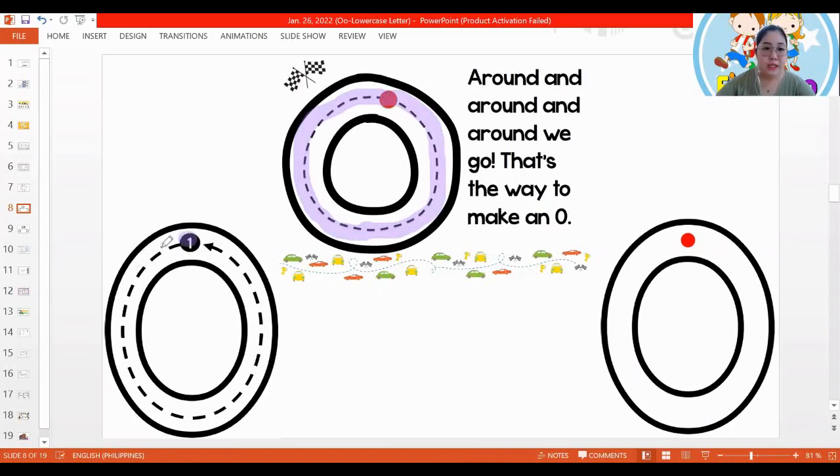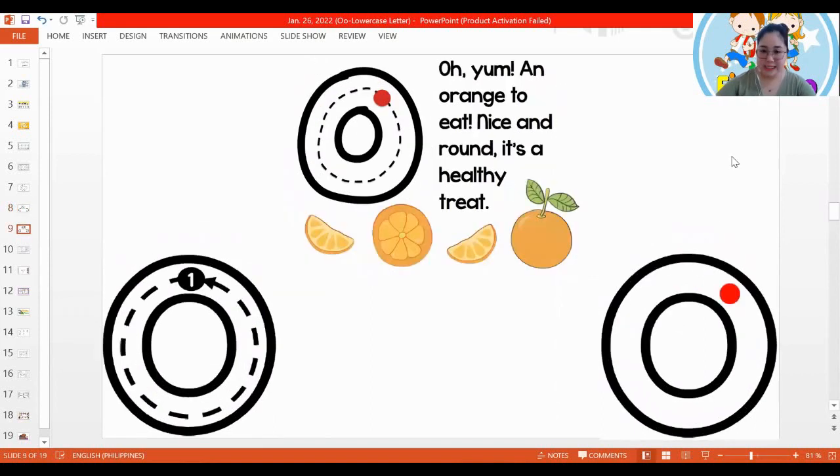We start at the top, we make a big curve, we go all the way up and we close. One more time. Let's make a big curve. Then we go all the way up and we close, and we now have our capital letter O. O, O, O. Did you make your capital letter O? Very nice.